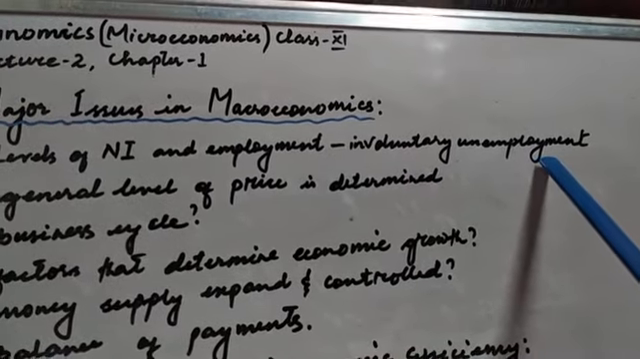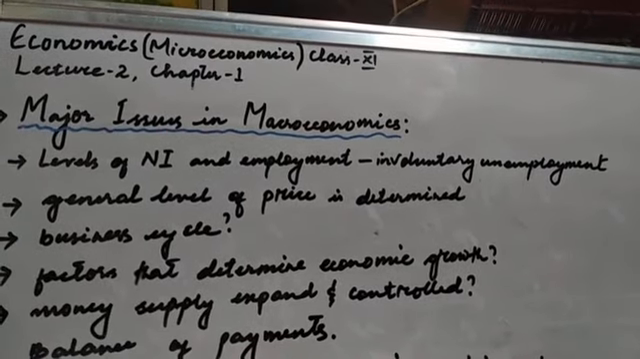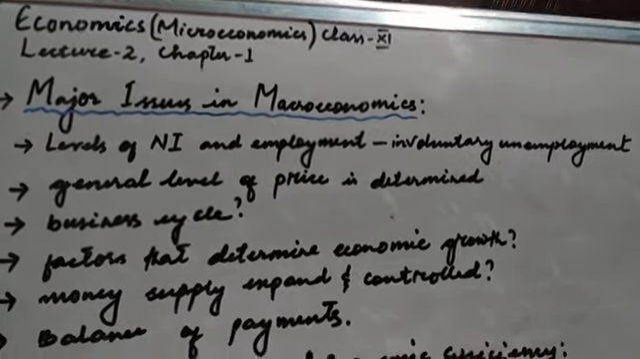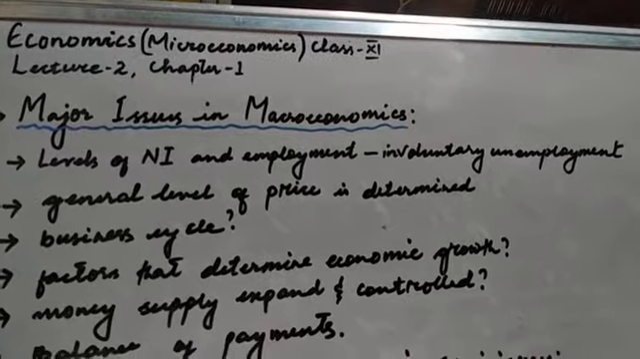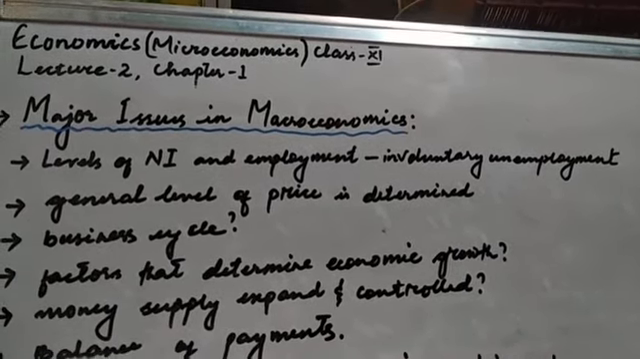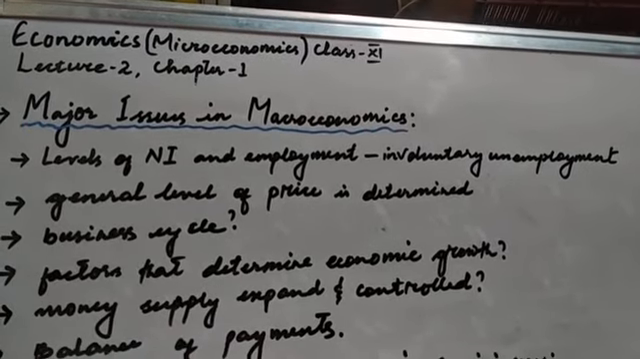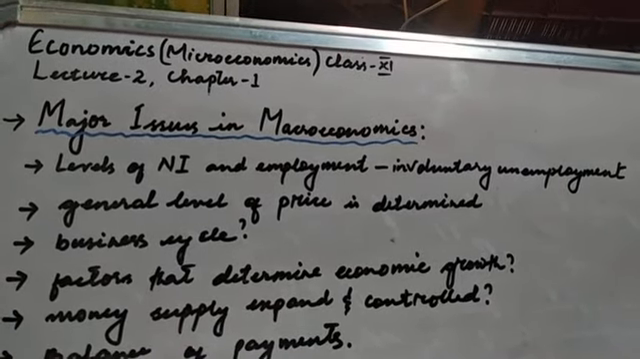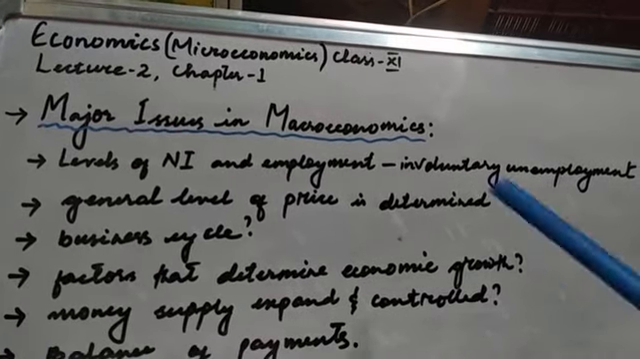Involuntary unemployment simply refers to a person, an individual who is capable of working in a particular job at the prevailing wage rate but is not able to get employment. That situation is called involuntary unemployment. One person is willing to work at a particular wage rate for that job, and has the ability to work, but does not get employed. That is called involuntary unemployment.